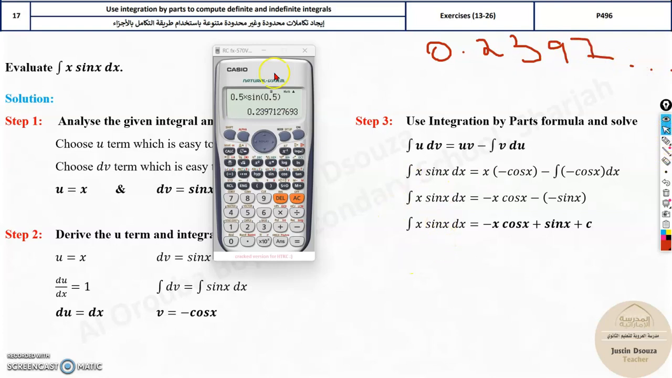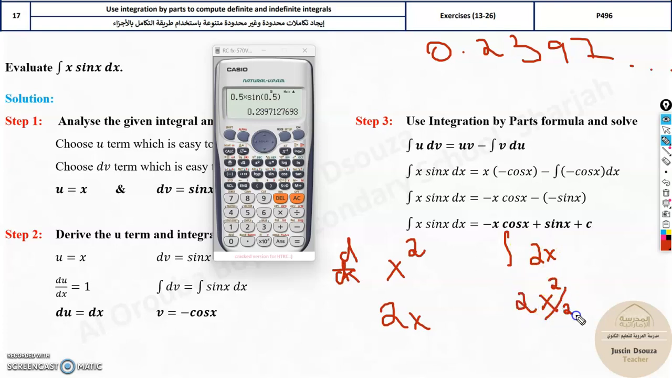Now we know the derivative of any answer. For example, I'll just give you an example. It's better to write it and show it. Say you have x to the power 2. Derive this. What is the derivative of this? It'll be 2x. Now, if I have 2x, what do I do? Integrate. This is d by dx, the derivative. Now, integrate. I'm going to get 2x squared divided by 2, which cancels, and you get x squared.